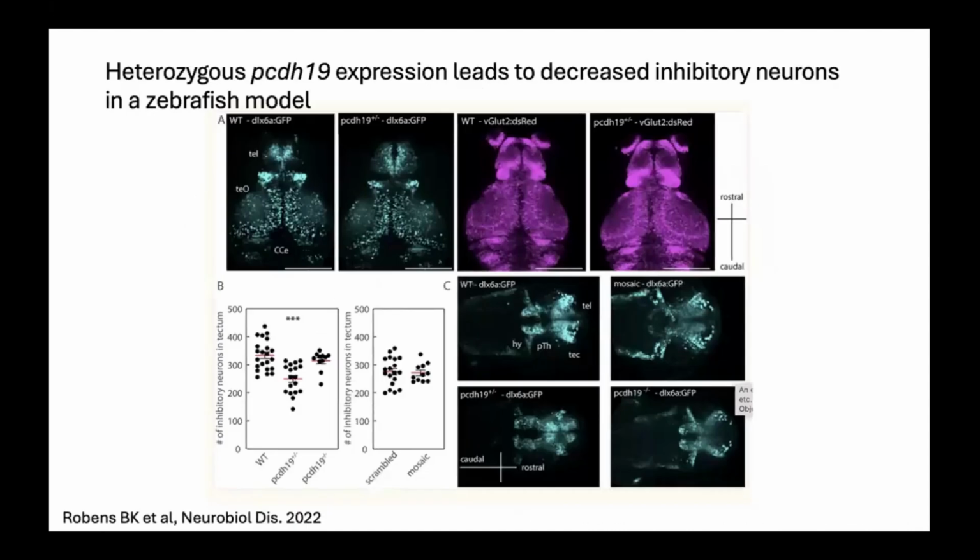Other models that have looked at the inhibitory interneurons in PCDH19 include this recent paper from Ann Heduri's group in Boston, and she has a fish model, a zebrafish model of PCDH19. She found that having heterozygous expression, similar to what is seen in females, led to a decrease in the inhibitory neurons that made their way to the tectum. The tectum is the main part of the fish brain. So they were able to show that there was a decrease in the number of inhibitory neurons in their heterozygous mice, but not in their complete knockouts.